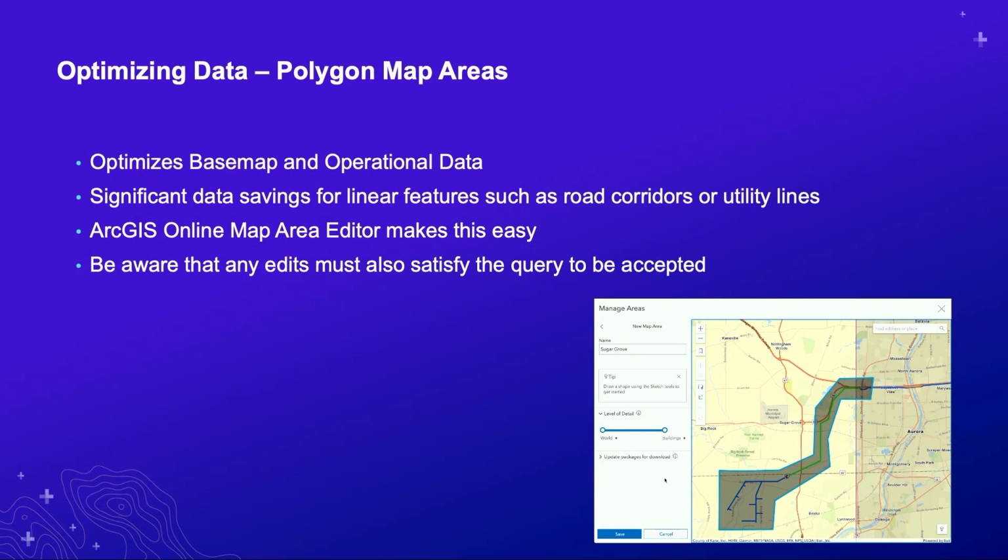Another way that you can optimize is to think about the map area that you need to take offline. In earlier versions of the runtime, we could only take envelopes offline, so rectangles. And if you had a linear feature, for instance, a road corridor or a utility line, that was sometimes very ineffective because you were downloading a lot of content that you were not interested in. So a couple of releases ago, we added the ability to create Polygon offline map areas.